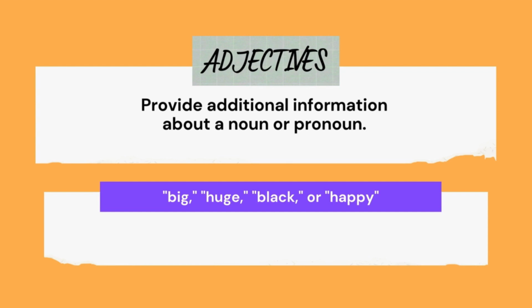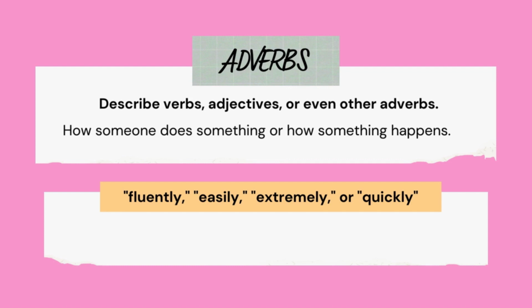These handy words help describe or provide additional information about a noun or pronoun. Imagine words like big, huge, black, or happy. They enrich our language and paint vivid pictures in our minds. Now, let's talk about adverbs. They describe verbs, adjectives, or even other adverbs. Adverbs tell us how someone does something or how something happens. Words like fluently, easily, extremely, or quickly give us a clear understanding of the action.